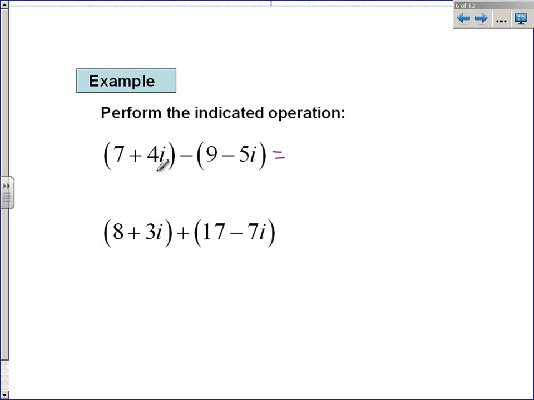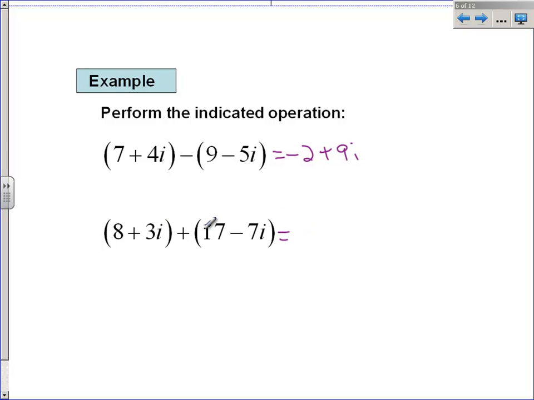So to do this problem right here, I would do 7 minus 9. I would combine just the real parts, and of course that's -2. Then I will combine my imaginary parts. 4i minus negative 5i is a positive 9i. And that is my answer. This is called standard form, a plus bi form.